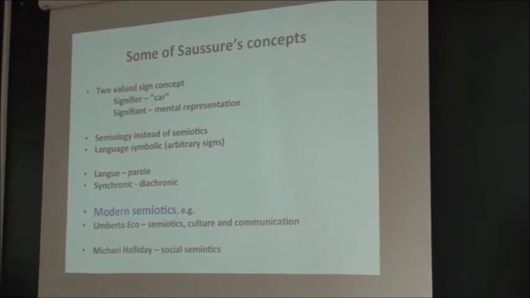And he also suggested another name for this discipline, another name than the one Locke had suggested. Locke had suggested semiotics, which is the name we mostly use when we study science. But he suggested instead that it should be called semiology.